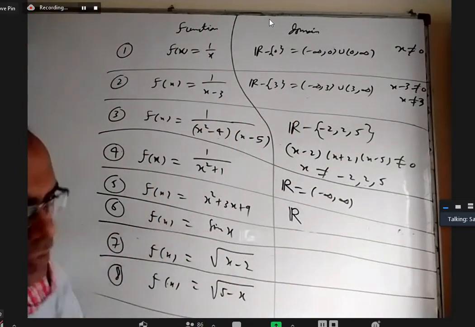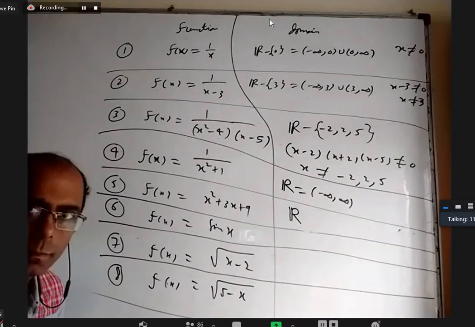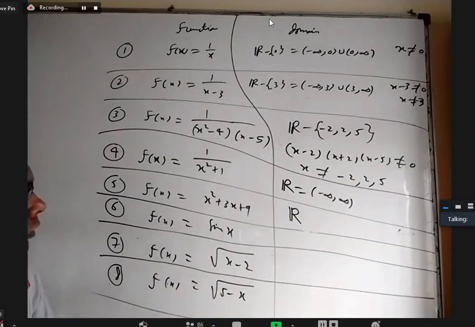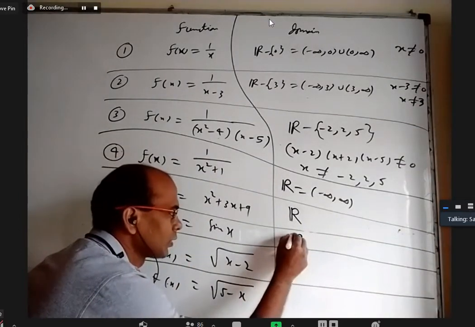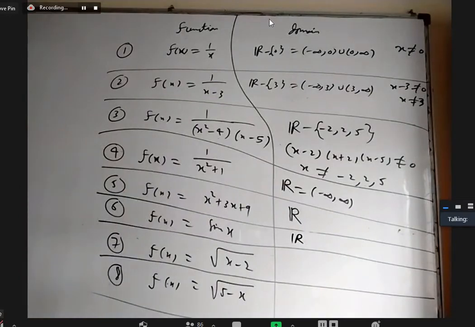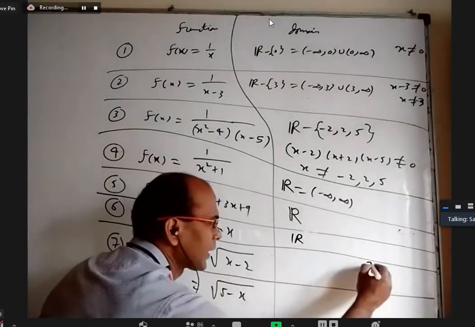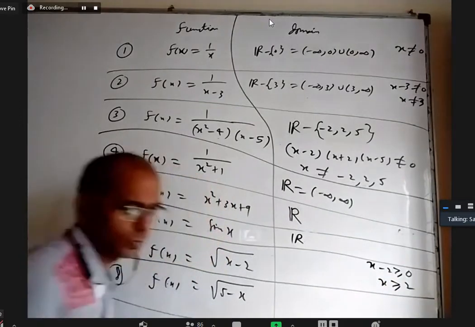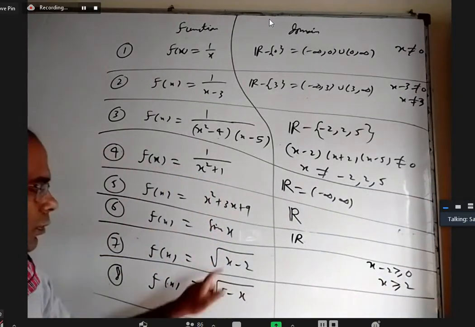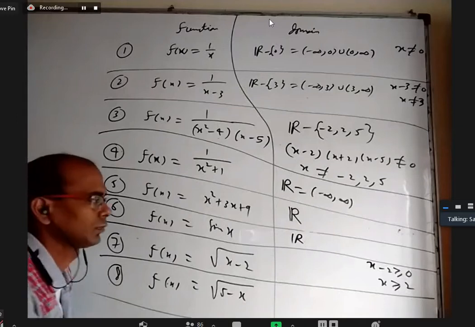f of x equal to sin x. Again R. Whatever real number you want, sine 1000 degrees, 10,000 degrees, or sine 1 lakh radians, you can find. So this is also all real numbers. For this one, x minus 2 should be greater than or equal to 0. x should be greater than or equal to 2 for it to be defined. So what is the answer?